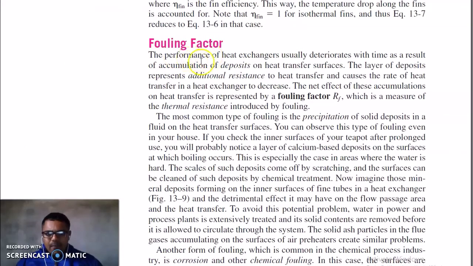Fouling factor. The performance of a heat exchanger usually deteriorates with time as a result of accumulation of deposits on heat transfer surfaces. The layer of deposit represents additional resistance to heat transfer and causes the rate of heat transfer in the heat exchanger to decrease. The net effect of these accumulations on heat transfer is represented by a fouling factor Rf, which is a measure of the thermal resistance introduced by fouling.